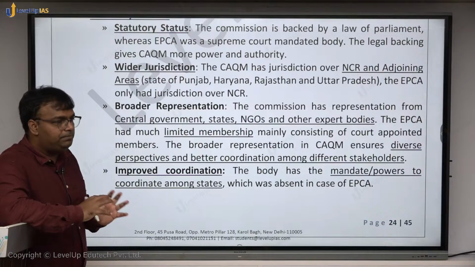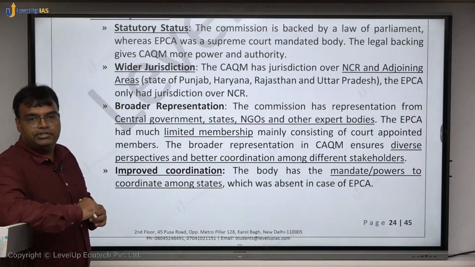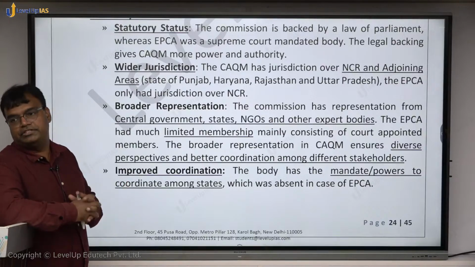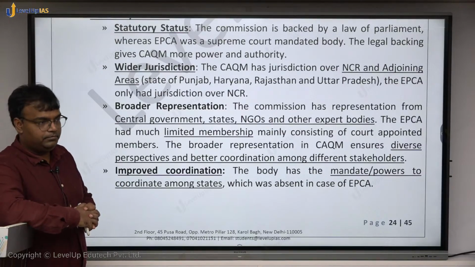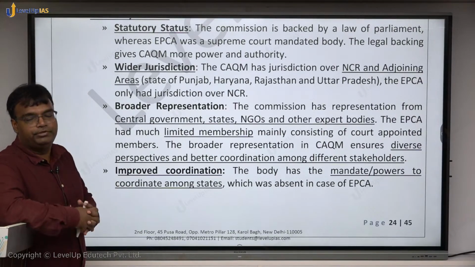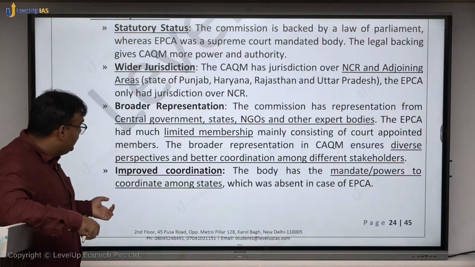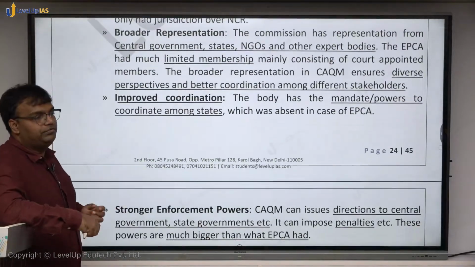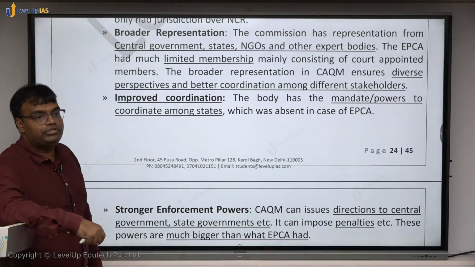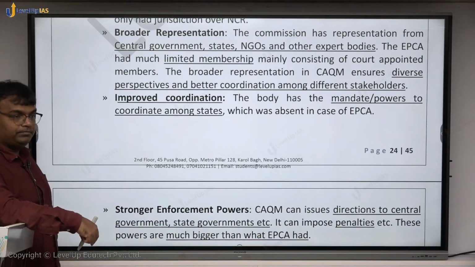तो इसमें सेंटर के रिप्रेजेंटेटिव्स हैं, इसमें स्टेट्स के रिप्रेजेंटेटिव्स हैं, इसमें NGOs हैं, इसमें there are other expert bodies, they are represented. So thus diverse viewpoints would come in and better decisions could be made. Finally, there is an improved coordination feature also. The body has the mandate and power to coordinate among states, which was absent in EPCA.